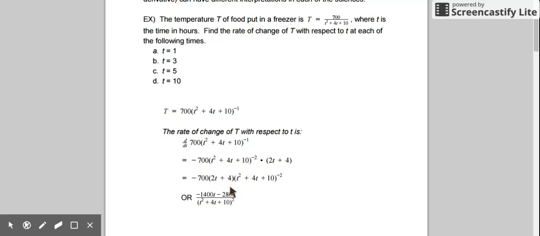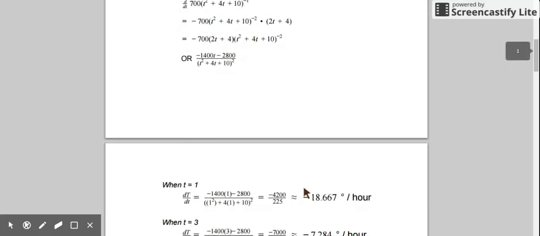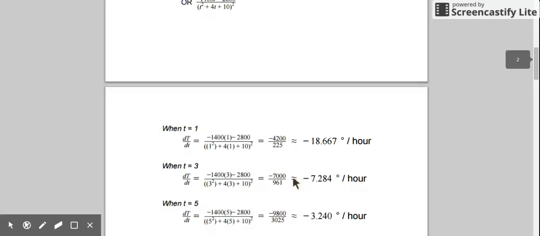We could rewrite it a couple of different ways depending on how you want to work with it. But now that we got our derivative or our rate of change of our temperature, we're just going to plug some times into that function. So plugging 1 into our derivative function, we can simplify and round to 3 decimal places, and we get about -18.667, or approximately -19. So our temperature is decreasing 19 degrees per hour, or we're losing temperature 19 degrees per hour.